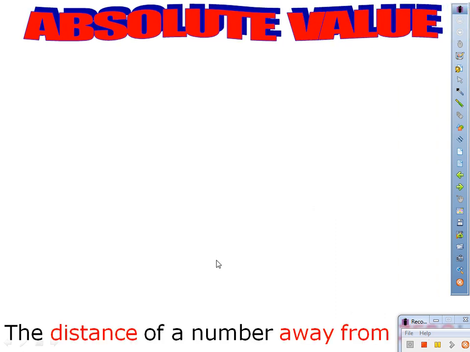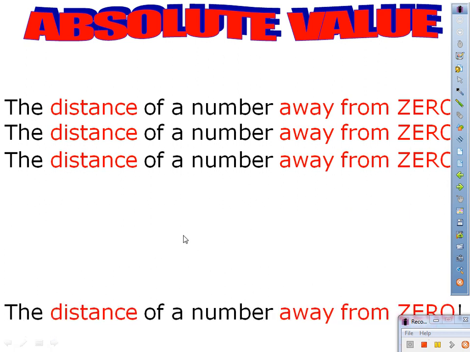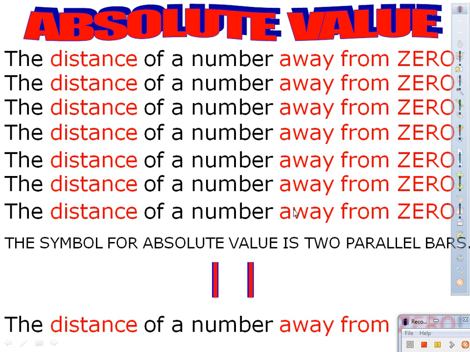Yesterday we covered absolute value. The distance of a number away from 0. So we understand what absolute value is, right? Now the symbol, once again, is like this. Everybody look over here at me.